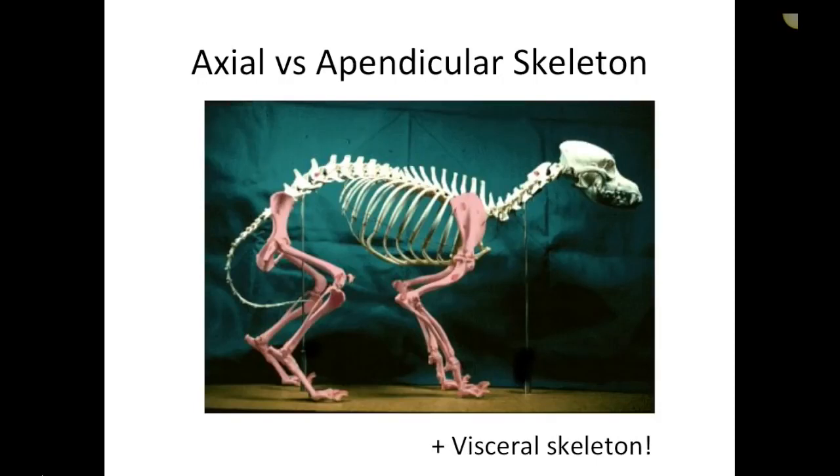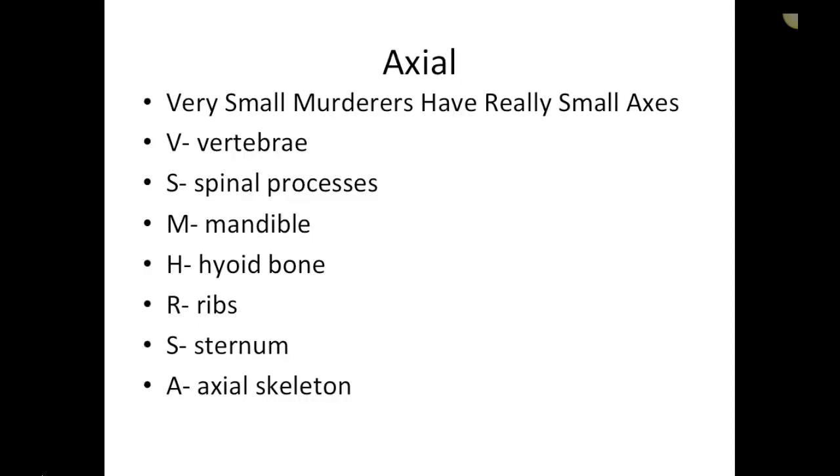So we're going to go through the entire skeleton, and I've broken it up into the axial and appendicular skeleton as well as the visceral skeleton, just as a way to get your head around it a little bit easier or classify. I won't be too concerned about which belongs to axial and which belongs to appendicular, but I think it helps some people when they're trying to figure out which is which.